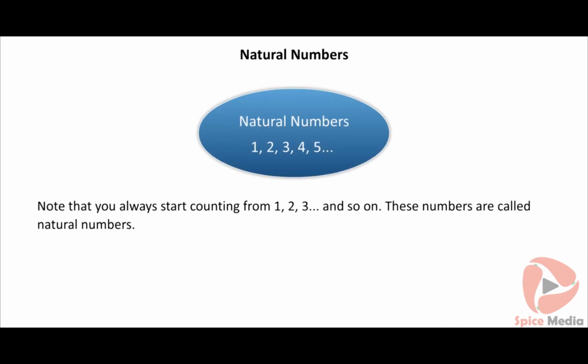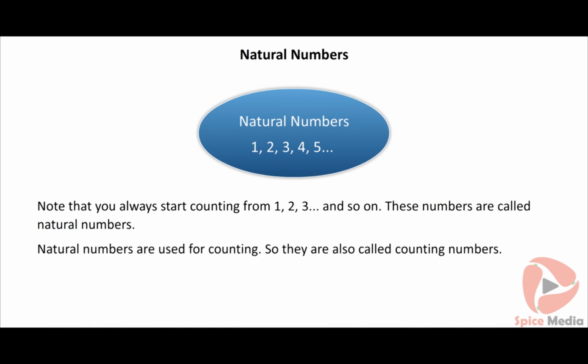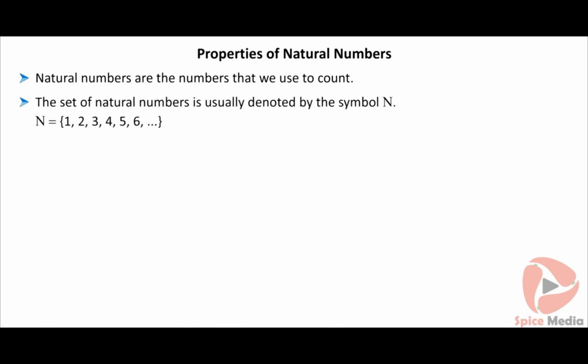Note that you always start counting from 1, 2, 3, and so on. These numbers are called as natural numbers. Natural numbers are used for counting, so they are also called counting numbers. Properties of natural numbers. Natural numbers are the numbers that we use to count. The set of natural numbers is usually denoted by the symbol N, such that N is equal to the set of 1, 2, 3, 4, 5, 6, and so on.